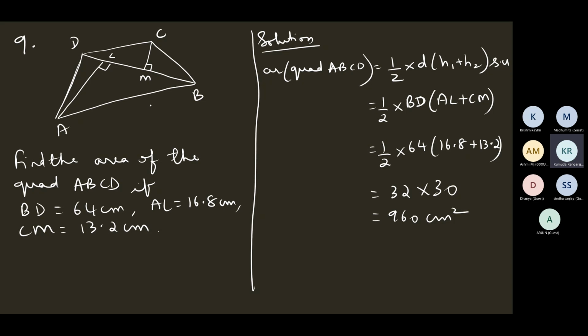So an alternate method can be, you can find the area of triangle ABD, then find the area of triangle BCD and add both to find the area of the quadrilateral ABCD.